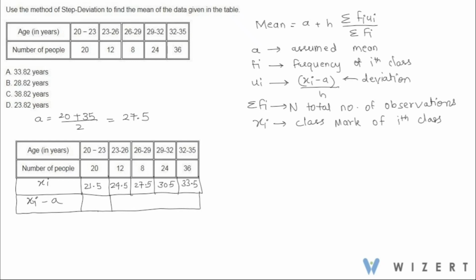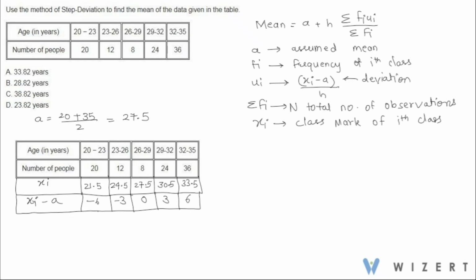Now xi minus a, that is 21.5 minus 27.5, is minus 6. 24.5 minus 27.5 is minus 3. 27.5 minus 27.5 is 0. 30.5 minus 27.5 is 3. And 33.5 minus 27.5 is 6. So this is the deviation of each class frequency from the assumed mean.